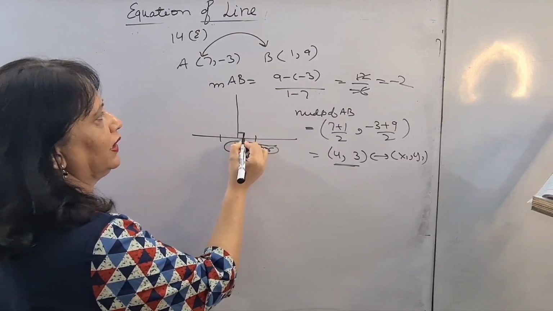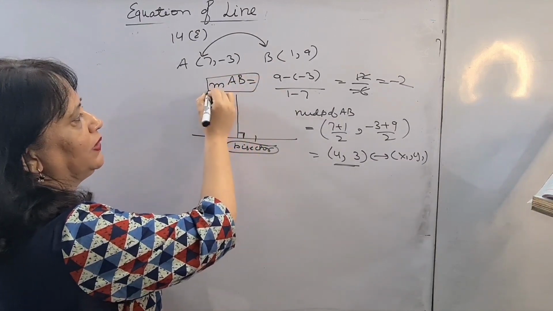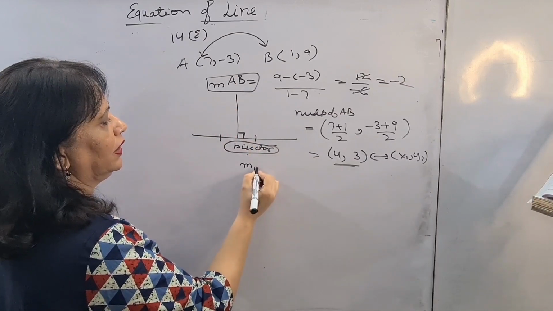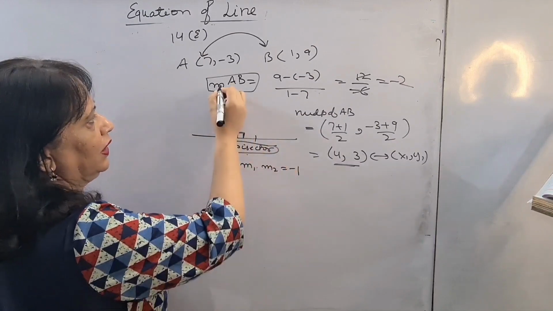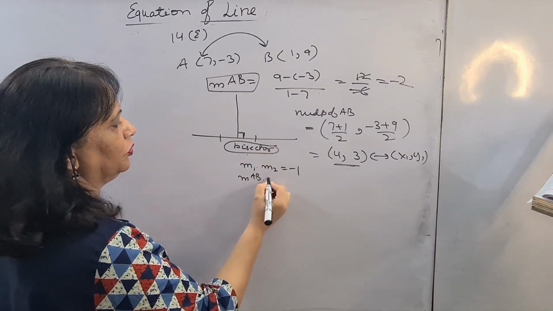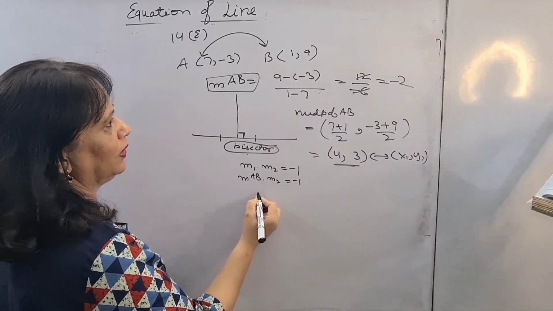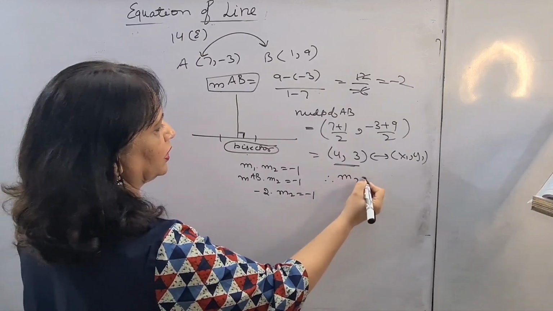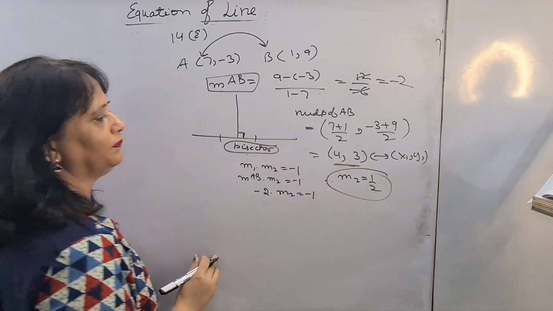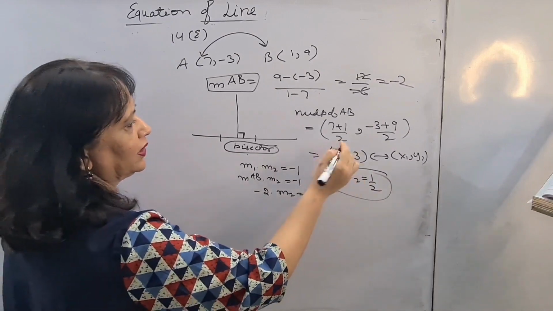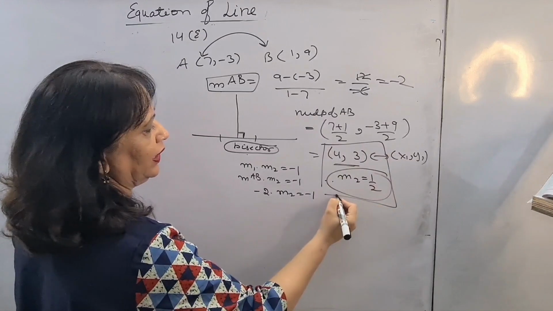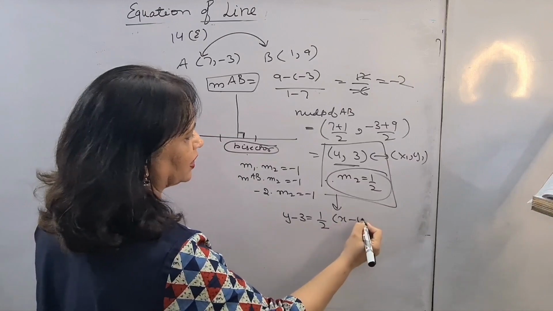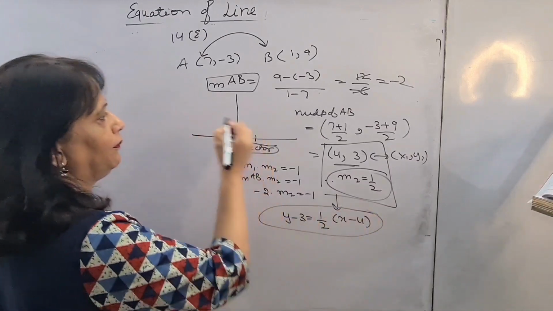Second condition is perpendicularity. I have already found the slope m_AB. To find the slope of the perpendicular line, I will take m1 into m2 is equal to -1. m1 will be m_AB, into m2 is equal to -1. m_AB is -2, so -2 into m2 is equal to -1, or m2 is equal to 1 by 2. I have got the perpendicular slope, I have got the bisector point, so again one-point form: y - 3 = 1/2 (x - 4). This is my required answer.